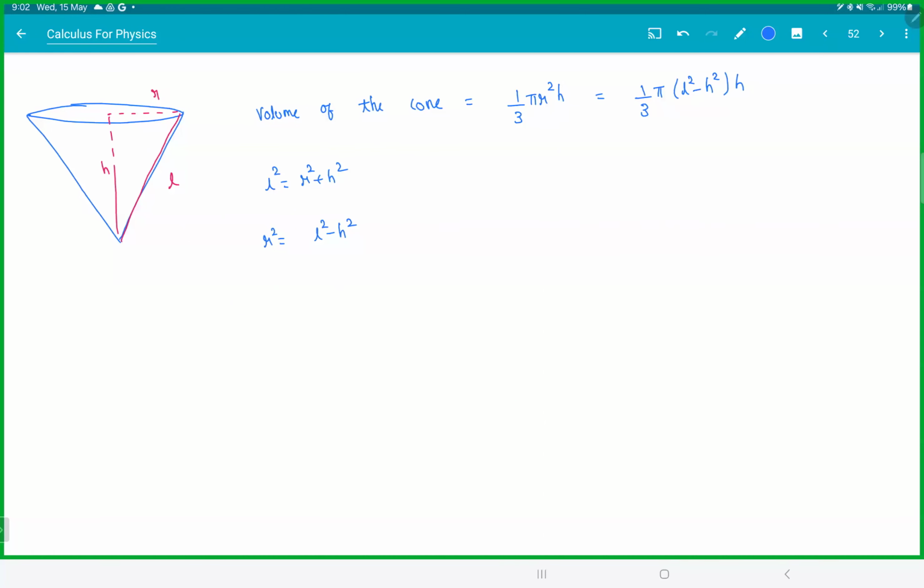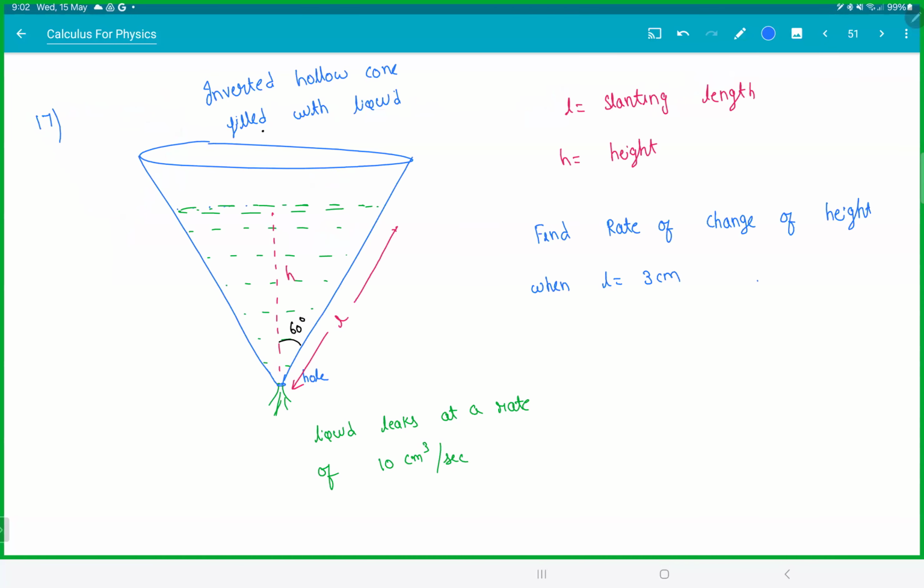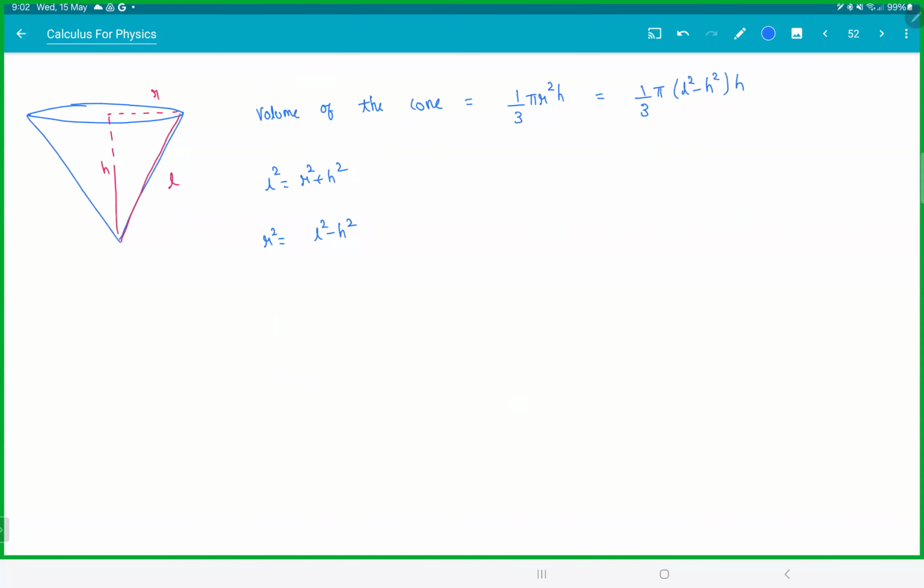Are you getting the logic there? If the question has everything in terms of L and H, why are you talking about radius? So eliminate radius. Fair enough. So we got volume is 1 by 3 pi (L square H minus H cube).